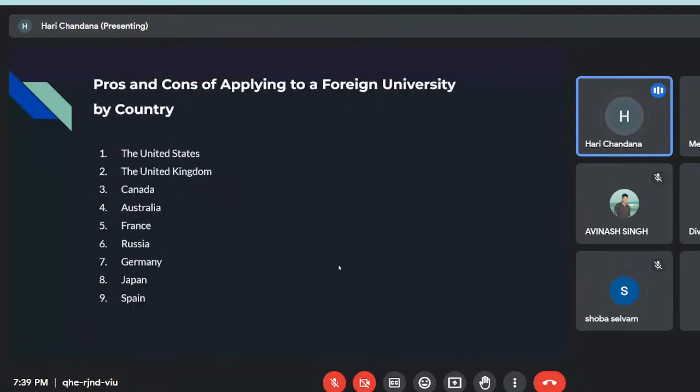And to see some of the pros and cons of applying to a foreign university by country, we have chosen some of the countries here. While every country has its own benefits, they also have some downsides which you must consider before going there. To help you decide, here are some of the pros and cons of 10 most popular countries for international students. The first one is United States.